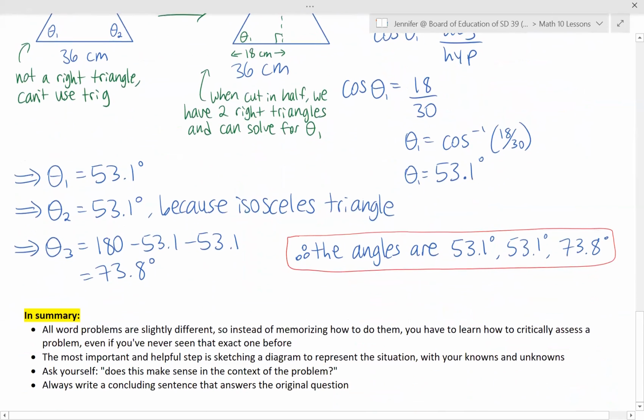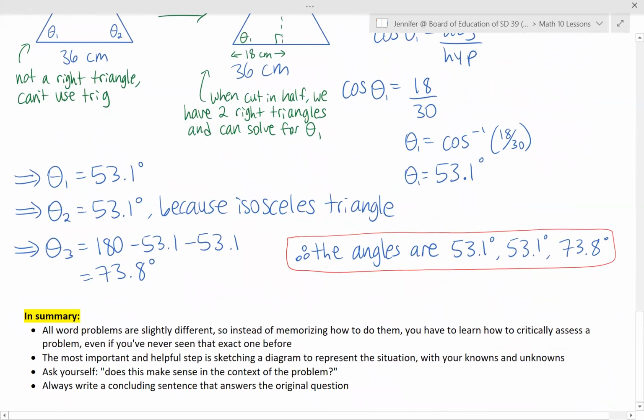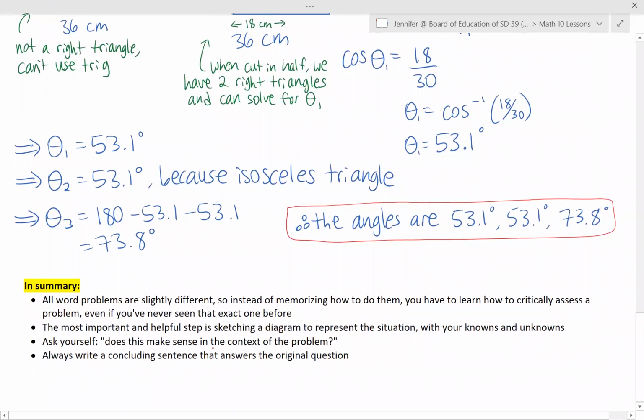So in summary, word problems are slightly different. Instead of memorizing how to do them, you have to learn how to critically assess a problem, even if you've never seen that exact one before. The most important and helpful step is sketching that diagram to represent the situation, and then label it with your knowns and unknowns. Always ask yourself, does this make sense in the context of the problem? That helps you identify if you've made any mistakes along the way. And always write a concluding sentence that answers your original question. This is how we can apply trig ratios to solve word problems in the real world.